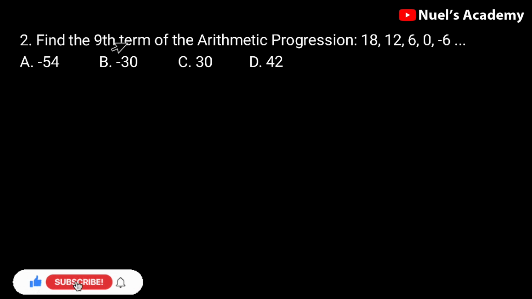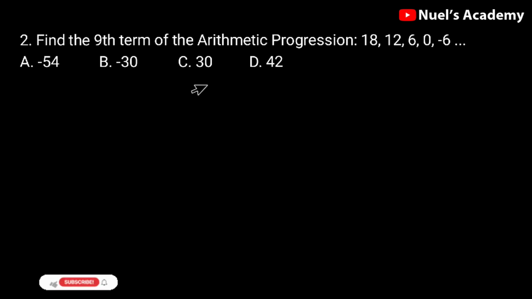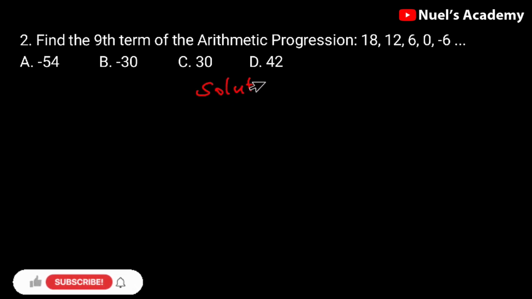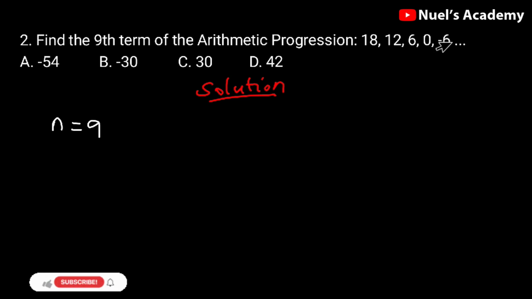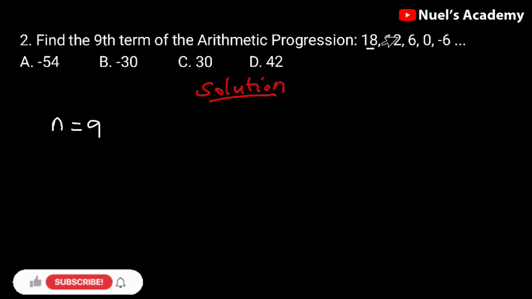Find the ninth term of the arithmetic progression 18, 12, 6, 0 and negative 6. So we write the solution. We have to find the ninth term, so n is equal to 9. Here we have 18, 12, 6, 0 and negative 6. Now 18 here is our first term, so the first term of this AP is equal to 18.